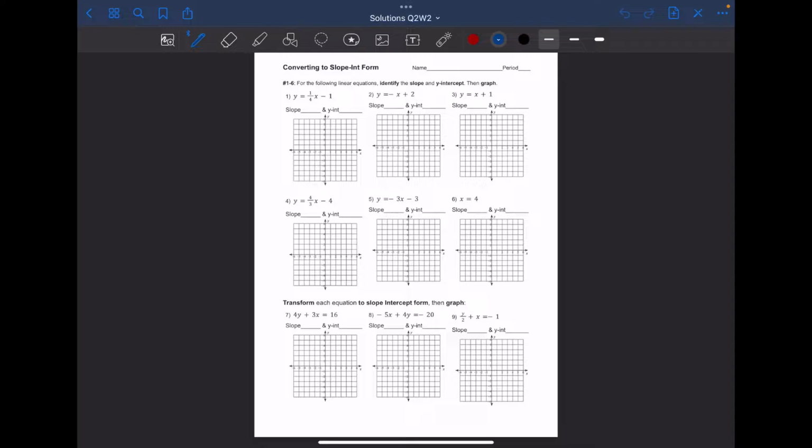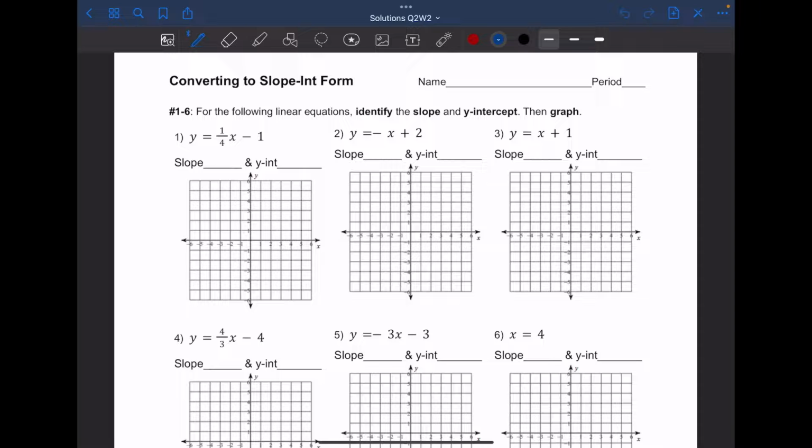Hey everyone, it's me, Miss B, and in today's video, we're looking at converting things into slope-intercept form. This is a homework assignment for my class, and the first part of this, we're actually just working on identifying things in slope-intercept form, so that's going to be the first couple of questions here.